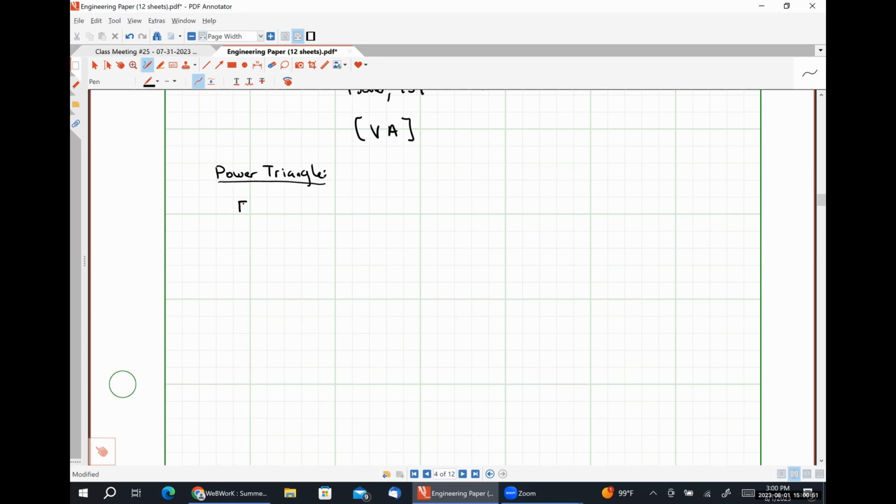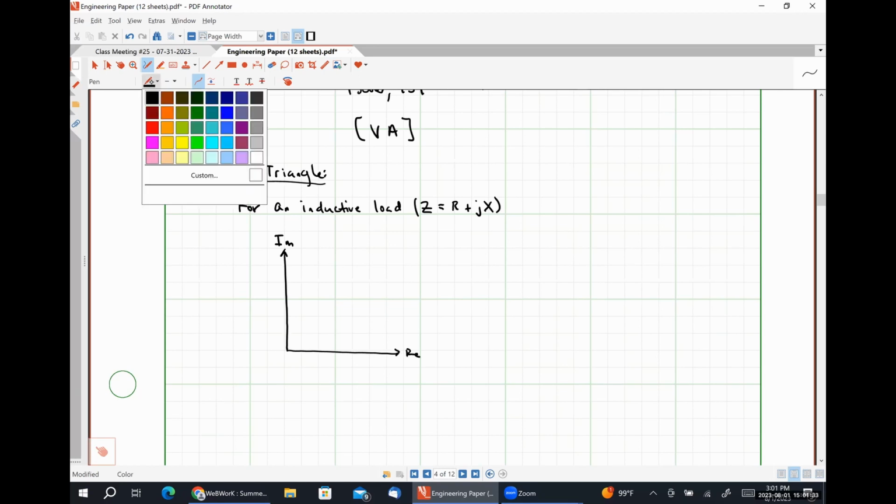So for an inductive load, where Z is going to equal R plus jX, so just meaning that we have inductance and not capacitance, our power triangle is going to look something like this. Okay. So this is going to be our positive imaginary axis. This is going to be our positive real axis.